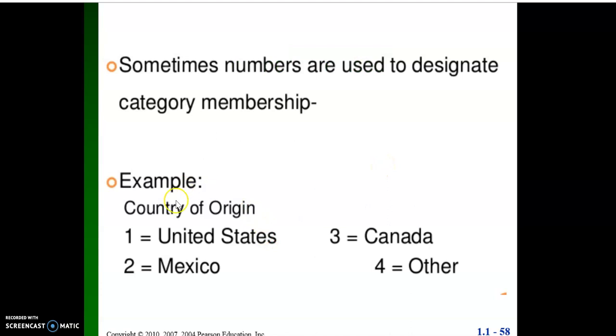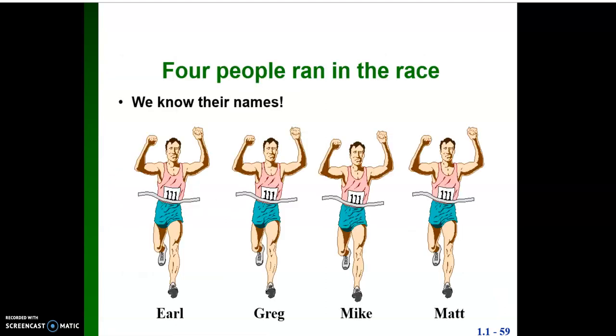For example, you can see why we are using numbers to represent some countries. For some easy purpose we are using that. Example: 4 people ran in the race. I'm going to use the same example for other measurement types too, but only one category applies here, only their names. If they represent only the names, these names go under nominal data.